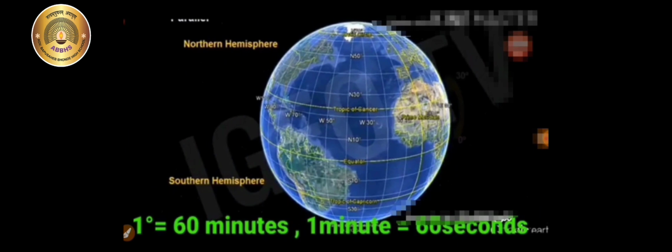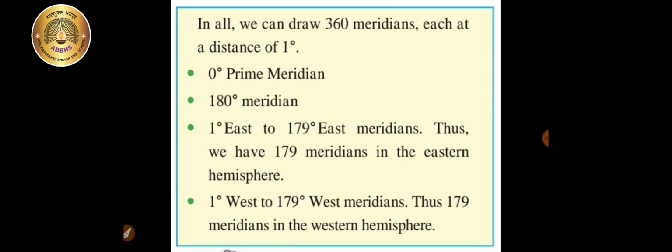In all, we can draw 360 meridians, each at a distance of 1 degree. 0 degree prime meridian, 180 degree meridian, 1 degree east to 179 degree east meridians. Thus, we have 179 meridians in the Eastern Hemisphere. 1 degree west to 179 degree west meridians, thus 179 meridians in the Western Hemisphere.